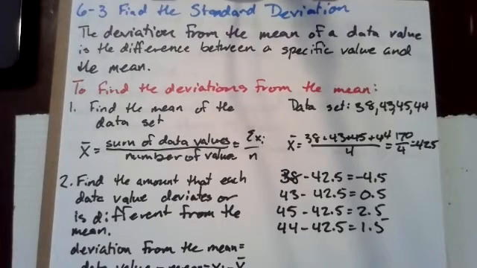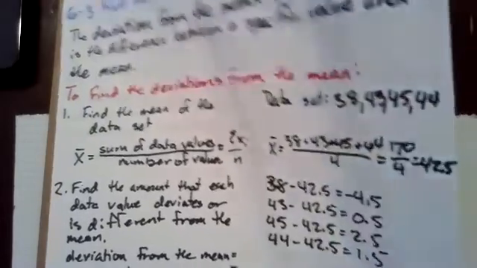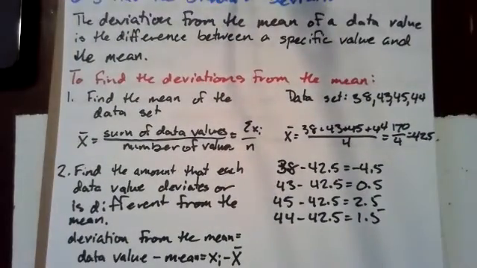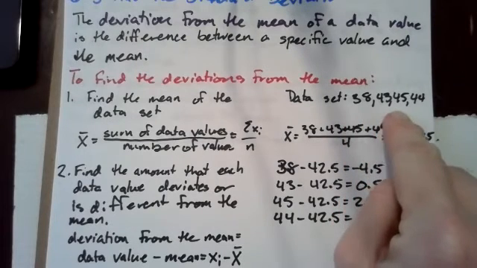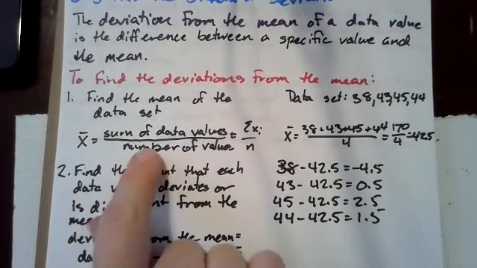In this video, we will discuss finding the standard deviation. The deviation from the mean of a data value is the difference between a specific value and the mean. To find the deviations from the mean, first find the mean of the data set. We'll look at this set here, 38, 43, 45, 44.